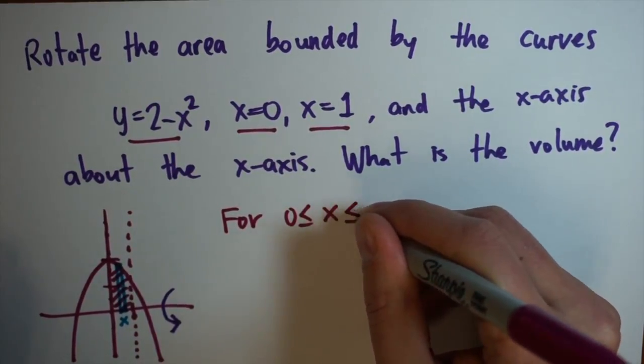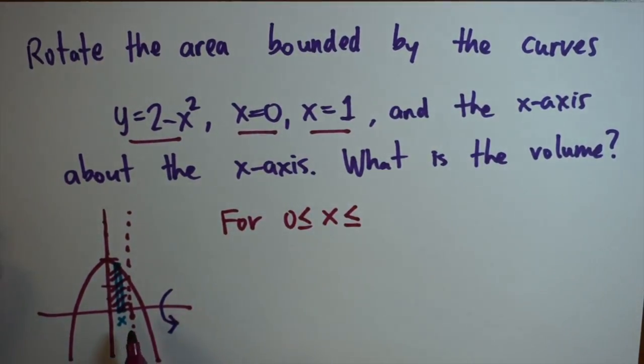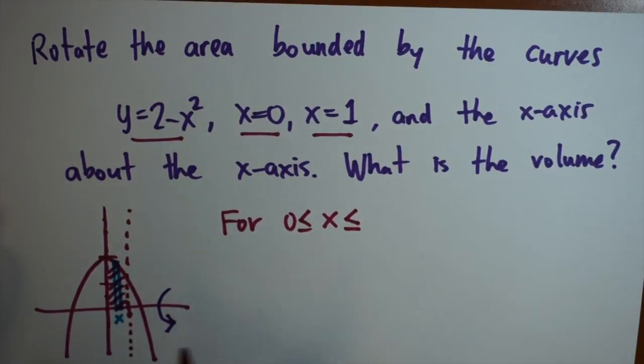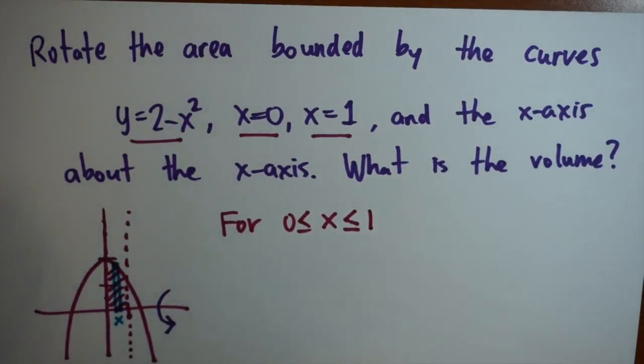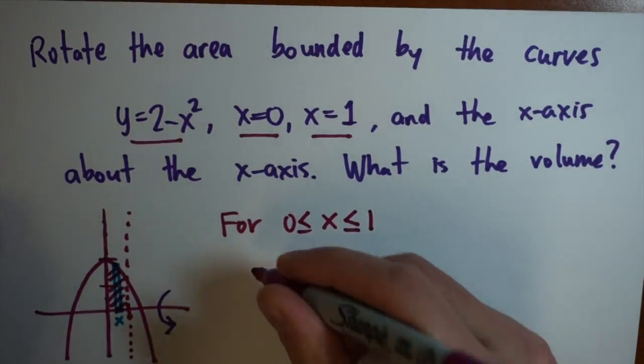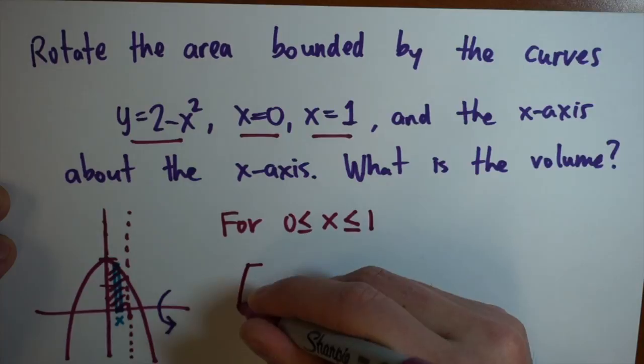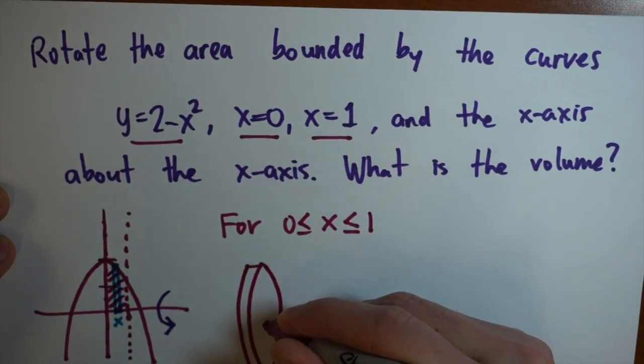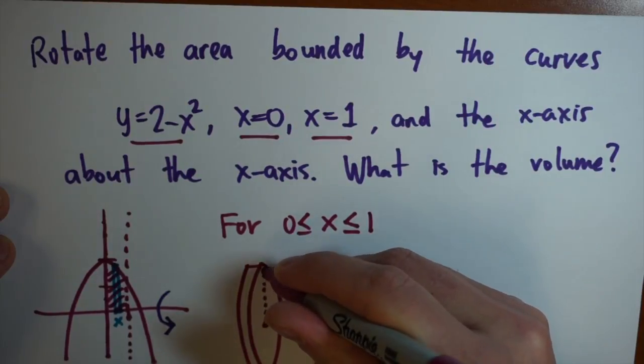First thing we do is figure out our bounds on x. The smallest x can be is 0, and the largest x can be is 1. So for 0 less than or equal to x less than or equal to 1, each of these x's is going to give rise to a rectangle, and the rectangle, when it's rotated around the x-axis, is going to look something like this, like a disk.